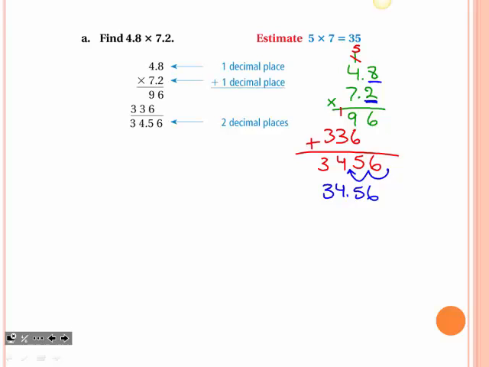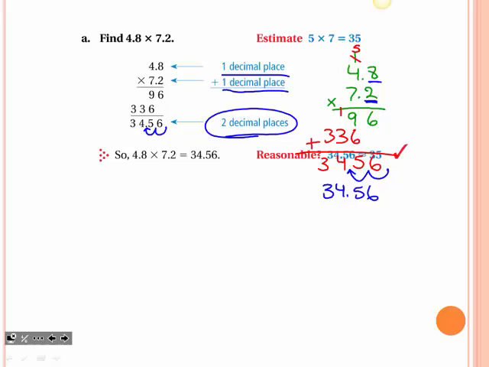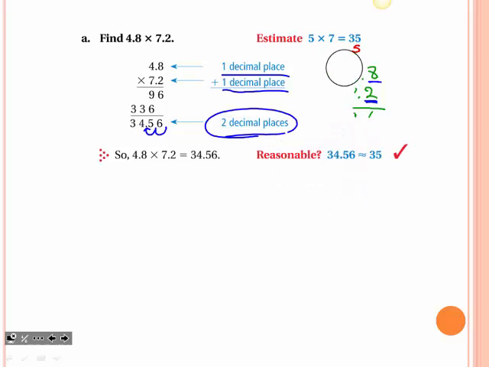If you look here, they do the exact same thing. And they see, okay, there's 1 decimal place here and 1 here. So you need to have 2 decimal places in your answer. So that's why we take the decimal and move it over once and twice, and it's right there. Okay? So that would be your answer, 34.56.